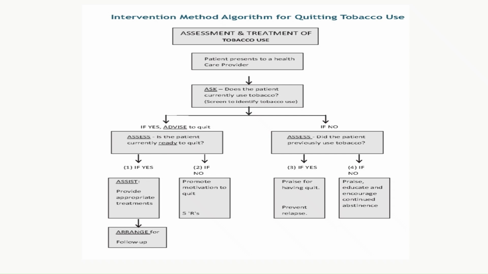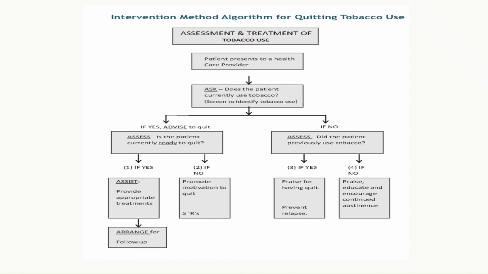If the patient is ready to quit, we move to assist. This includes providing appropriate treatment such as behavioral counseling, nicotine replacement therapy, and medications for tobacco cessation. After initiating treatment, arrange follow-up visit to monitor progress, reinforce motivation, and prevent relapse. If the patient is not ready to quit, the goal is to promote motivation to quit using the 5 R's approach: relevance, risk, rewards, roadblocks, and repetition.